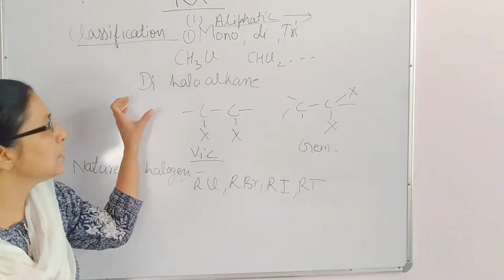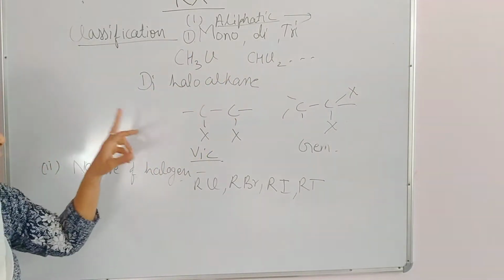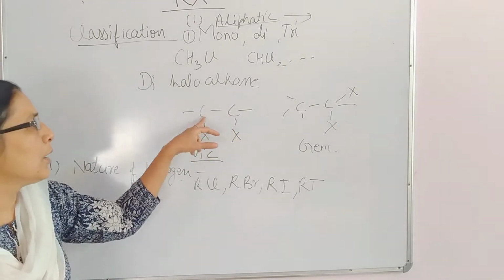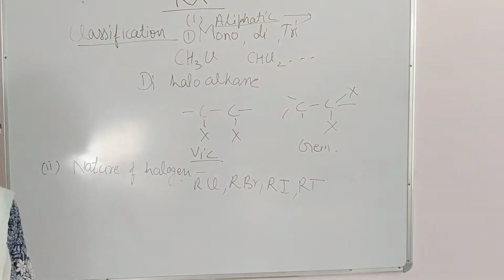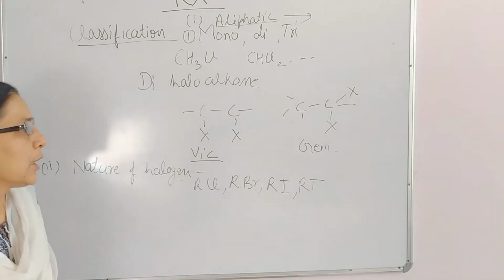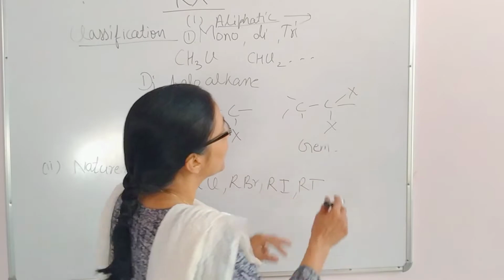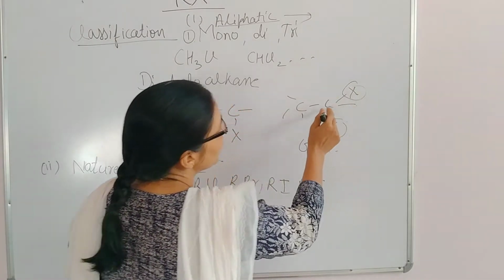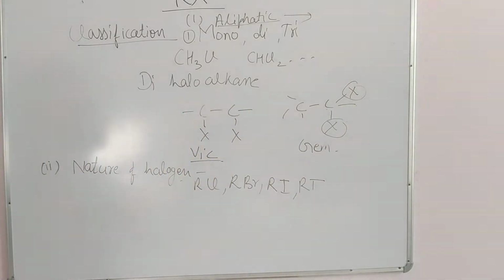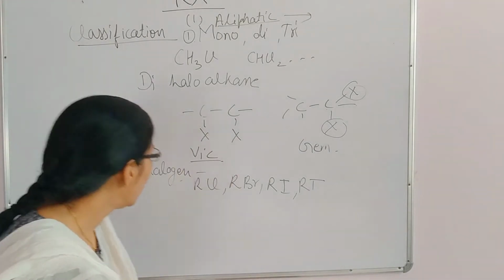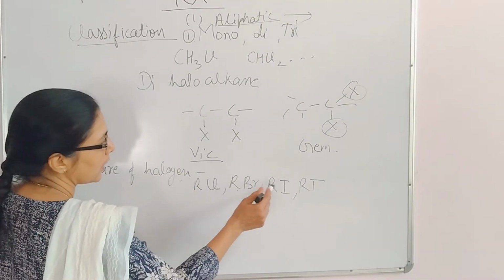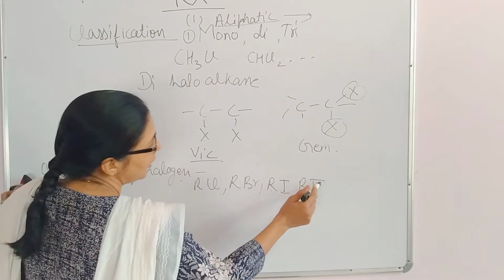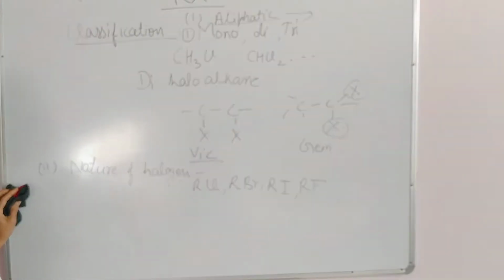Again dihaloalkanes are subdivided. If two halogens are attached to adjacent carbons, then these are known as vicinal dihalide. When both the halogens are attached to the same carbon atom, then these are called gem dihaloalkane. Now depends on nature of halogen. Suppose chloroalkane, bromoalkane, iodoalkane and fluoroalkane, this type of classification.